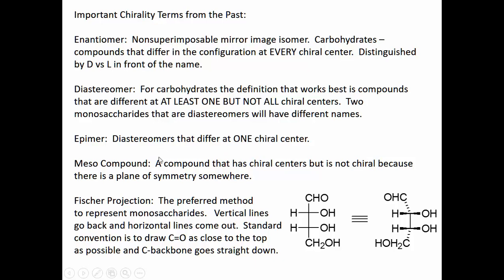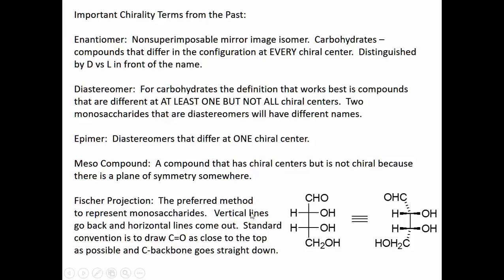A meso compound, we're going to encounter these later in this chapter after we do some reactions, but it's a compound that has chiral centers, but it's not chiral because there's a plane of symmetry somewhere. And a Fischer projection. This is our preferred way to present these molecules. And remember that in the Fischer projection, the vertical lines go back and the horizontal lines come out.